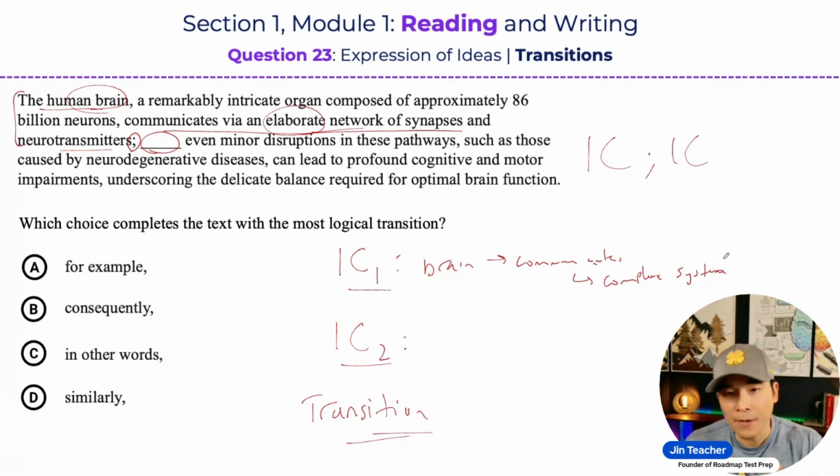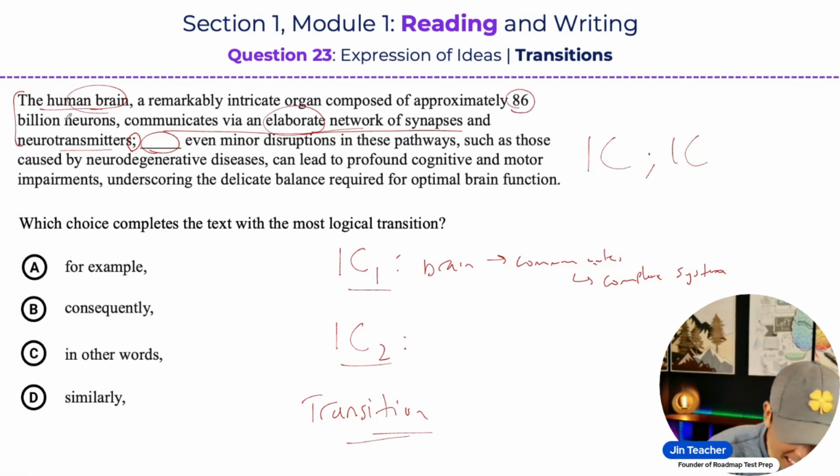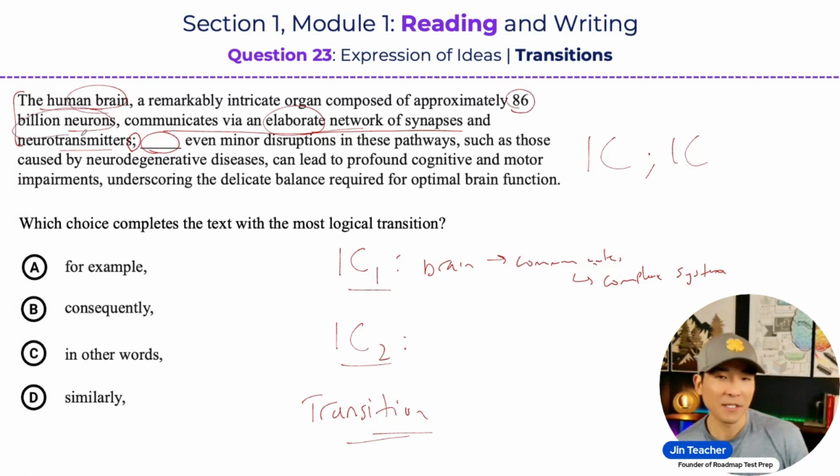I also know, just by looking at the details, that there are 86 billion neurons, right? So there's a lot of neurons, and they're all communicating with each other. Man, that must be a very complicated system, right? So this is what I'm thinking about in terms of my understanding of that first independent clause, okay?